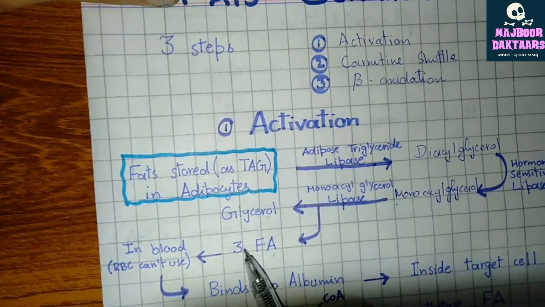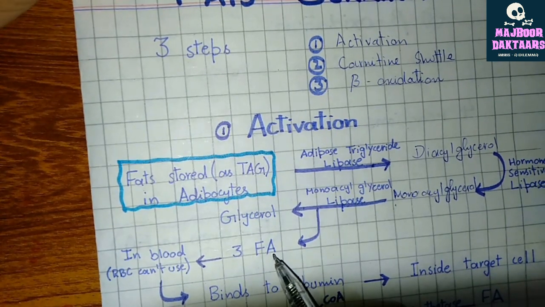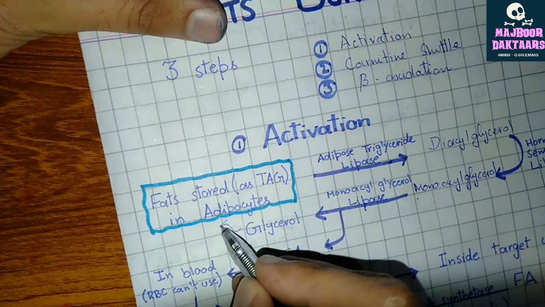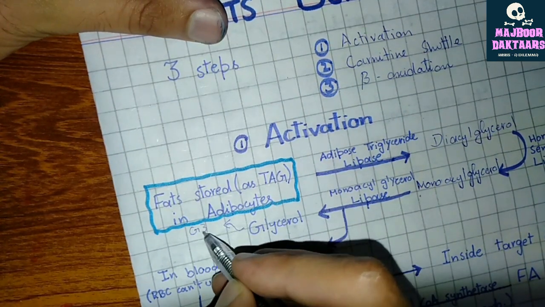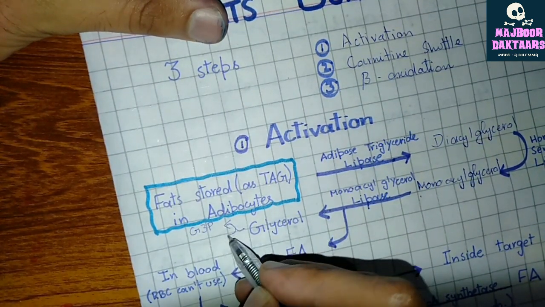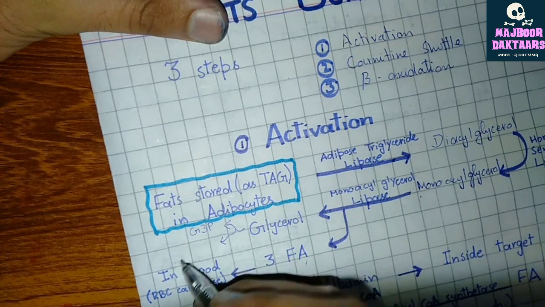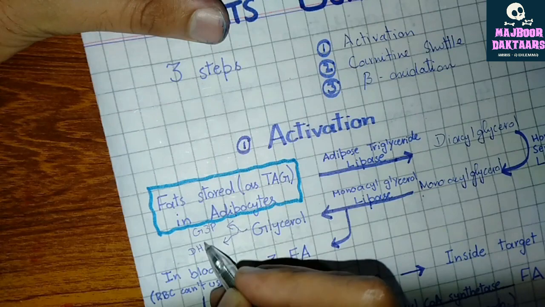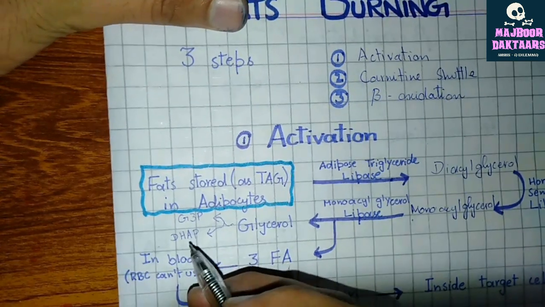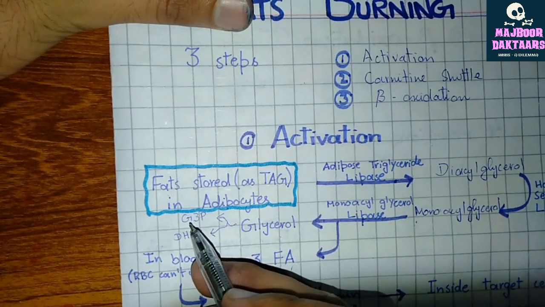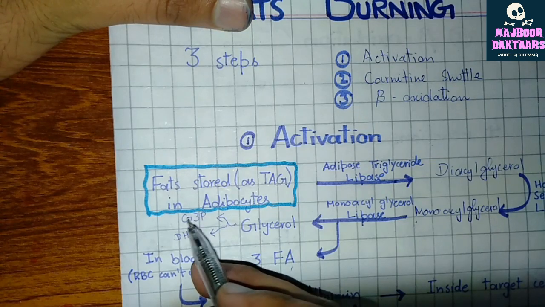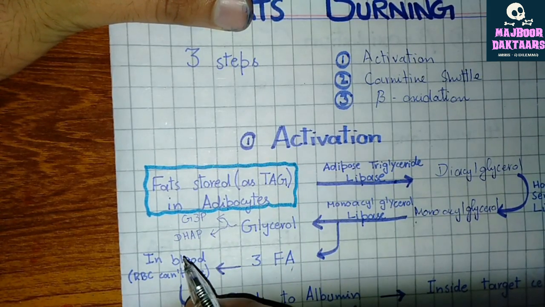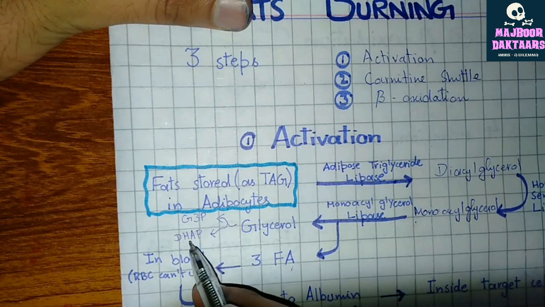and three fatty acids. The glycerol goes to the liver and is converted into glycerol 3-phosphate by phosphorylation. This glycerol 3-phosphate can also be converted into dihydroxyacetone phosphate. If it is G3P, then it is used in triacylglyceride formation in the liver, and in the form of DHAP it is used in gluconeogenesis.